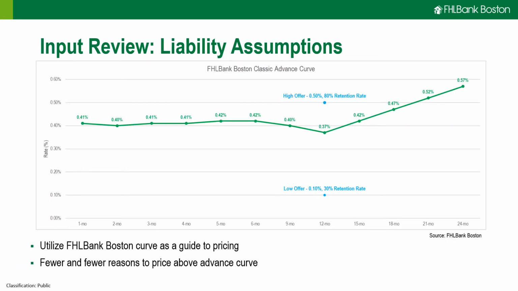This chart is looking at the FHL Bank Boston advance curve at the time we ran this case study. As you can see, there is some advantageous pricing at the 12-month point on the curve. The advance curve can be used as a guide to help price deposits, and with so few options on the asset side of the balance sheet and having wholesale funding as a low-cost option, there are very few reasons to price above the advance curve right now.